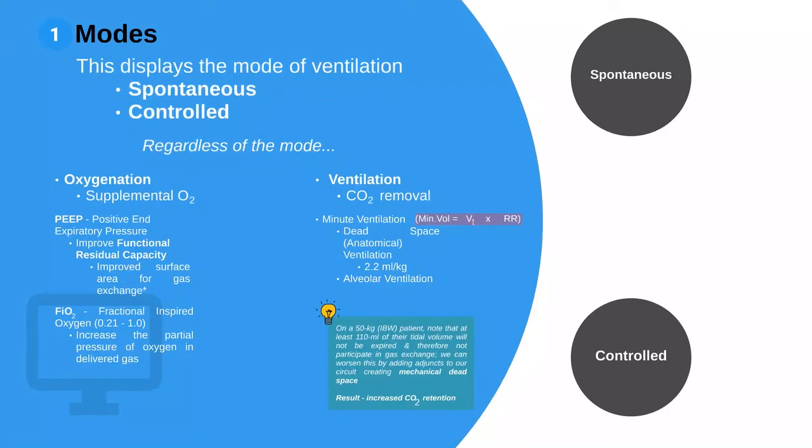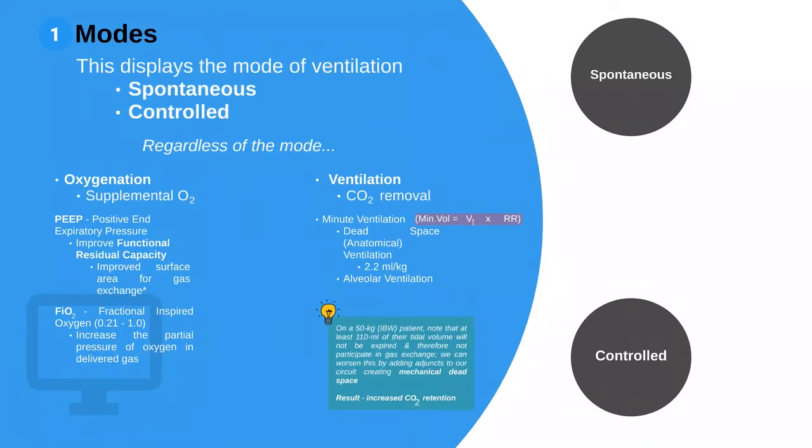Now, this is where we have a conversation about dead space, in that the actual part of the air that is partaking in gas exchange is just your alveolar ventilation. Your minute ventilation is divided into your alveolar ventilation and your dead space ventilation. Everyone has a little bit of dead space ventilation, and we can measure or estimate that by using the formula 2.2 mLs per kilo.